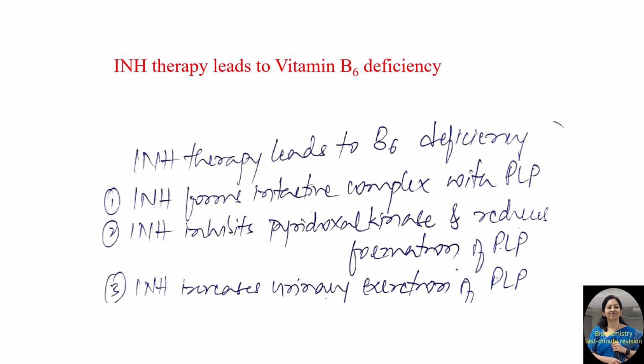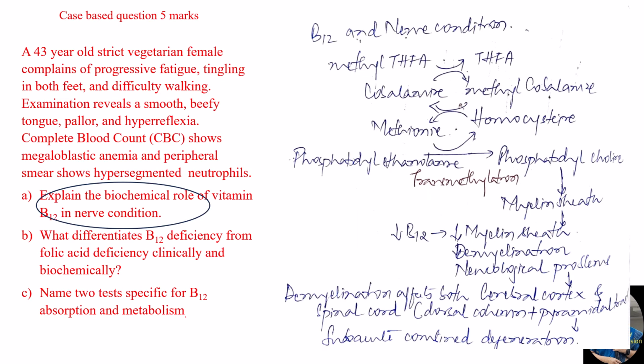The next reasoning based question that can be asked for 3 marks is INH therapy. Isoniazid therapy leads to PLP deficiency or B6 deficiency. This is because INH forms an inactive complex with PLP. The second reason is it inhibits pyridoxal kinase and reduces the formation of the active form, that is pyridoxal phosphate. And the third reason is it increases the urinary excretion of PLP.